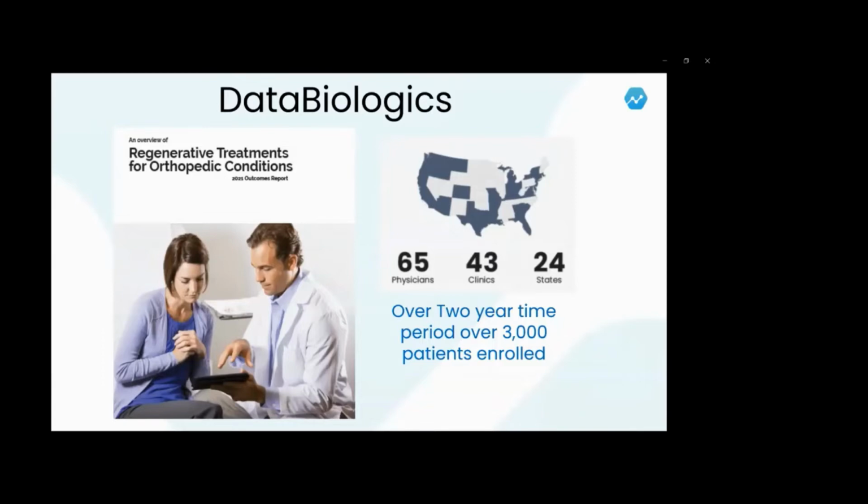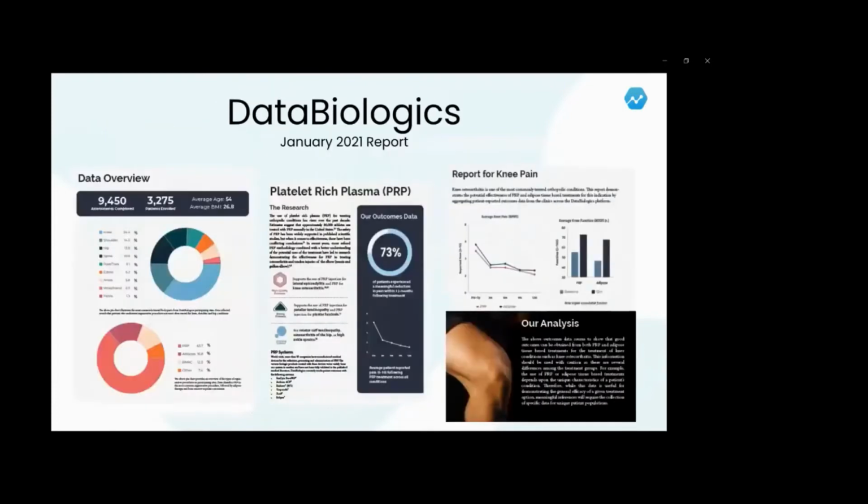So we started with a small cohort of physicians, and over a 2-year time, we were able to enroll 3,000 patients. From that, we reported the first orthobiologic report in January of 2021. It gave sort of an overview of things we found of interest, and we continue to add to that to try to impact patient care.